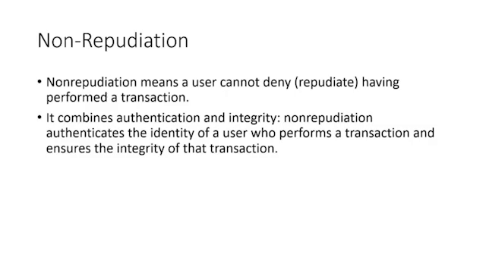Now, just a minute ago, we talked about digital signatures and non-repudiation. That means you cannot deny or repudiate having performed some type of transaction. Because we use digital signatures for that, that's how we sign it. Because it's my private key, nobody else is supposed to have that. That is that non-repudiation. So this combines authentication and integrity. Non-repudiation authenticates the identity of the user who performs a transaction and ensures the integrity of the transaction. Because if it was to change, the hash would change. So you would know about the integrity as well.